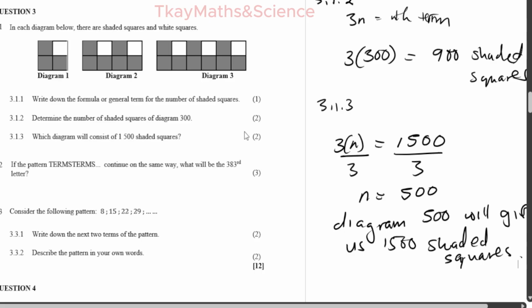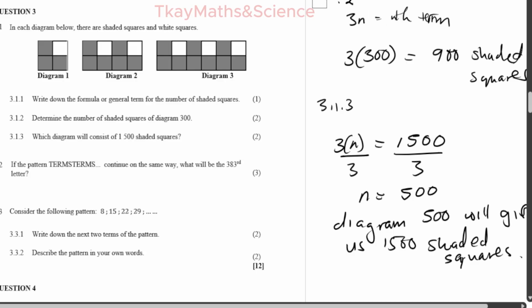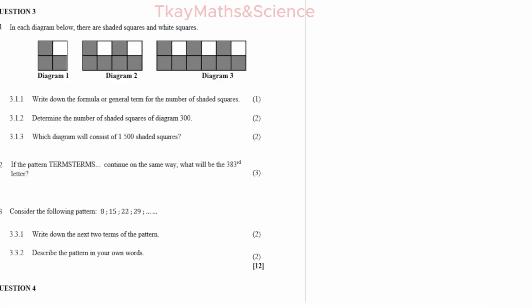Okay, now we're going to jump to 3.2. So now we've got this question. If the pattern terms continue the same way, what will be the 383rd term later? 383 later. So let's come here.